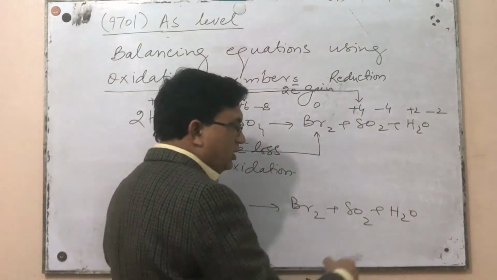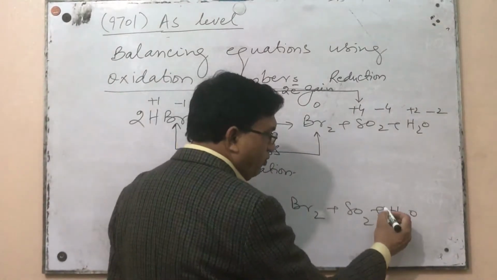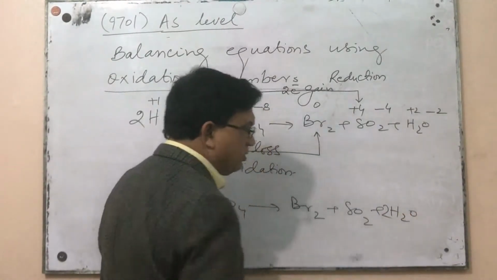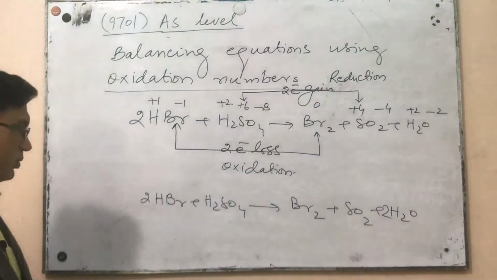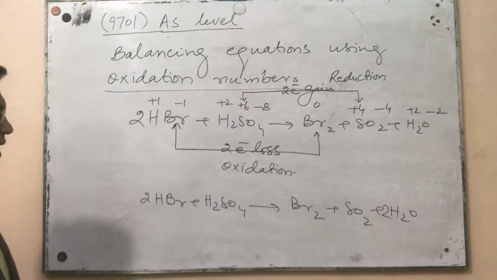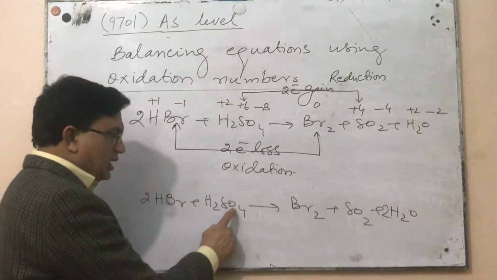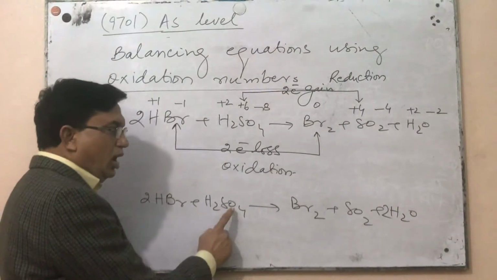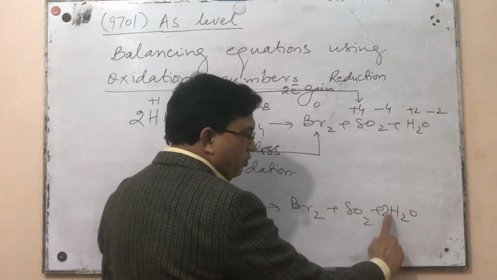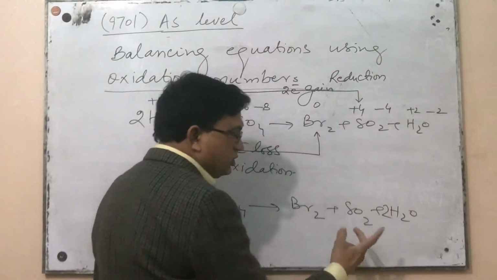Here on the product side only 2 hydrogen are there. We will multiply this equation by 2 to make the hydrogen 4. Now what next? The left element is oxygen 4. Automatically the oxygen becomes 4: 2 oxygen plus 2 oxygen is 4.